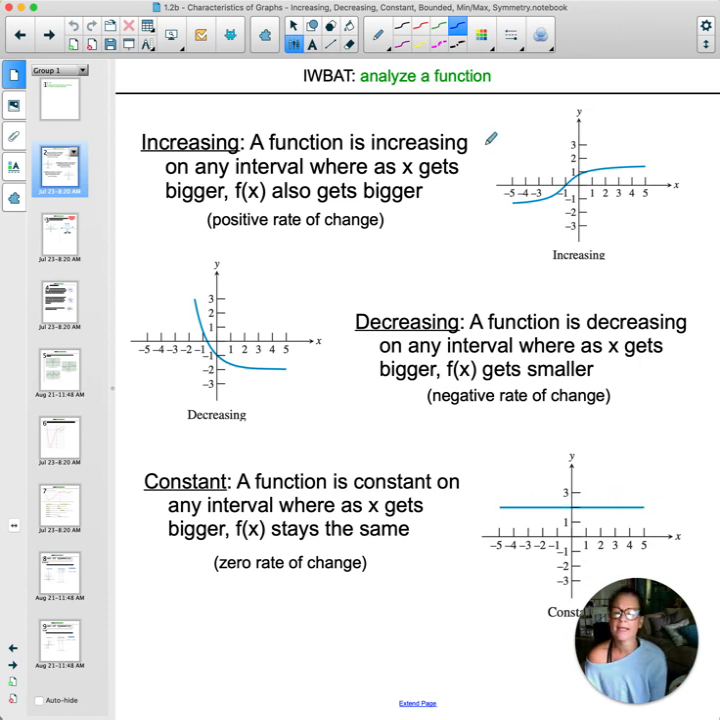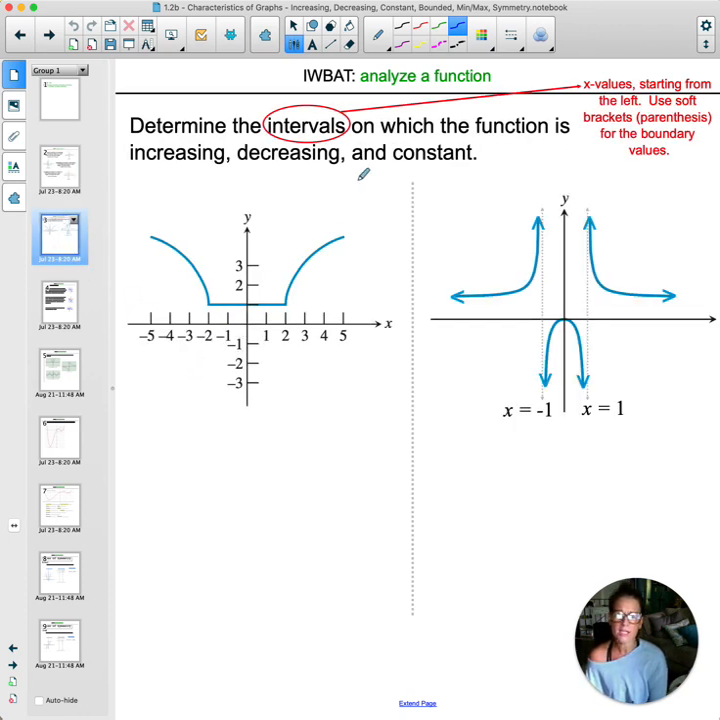Okay, and it could be on any interval. We're going to see that it doesn't have to be fully increasing or fully decreasing. It can have different intervals at which it's increasing and decreasing. So we take a look at this. Again, we talked in the last video about interval notation, with the hard brackets being equal to, soft brackets being not equal to. So let's take a look.